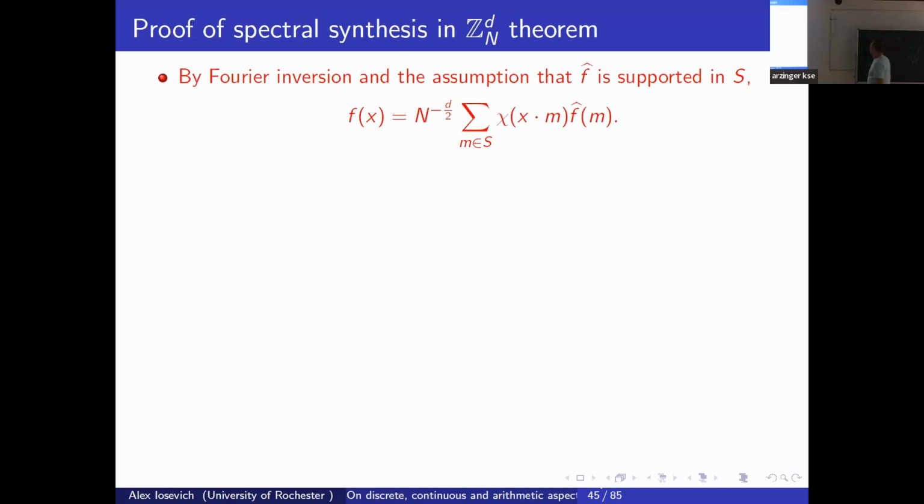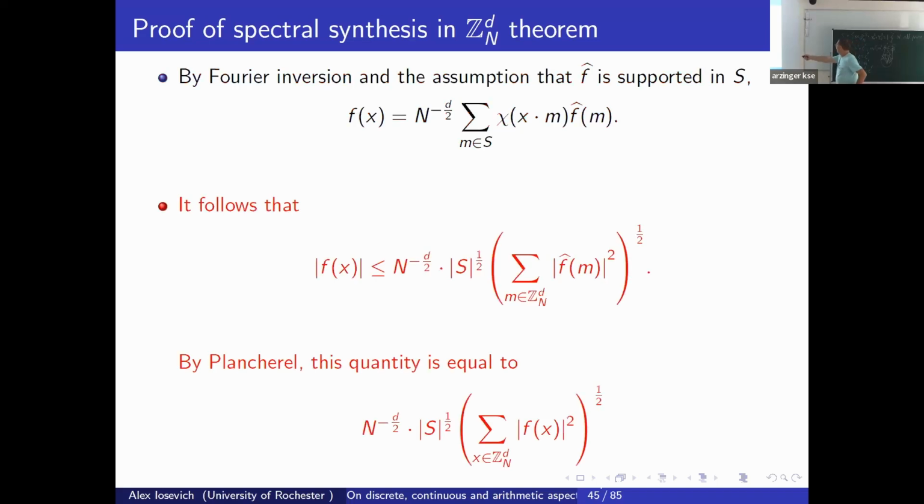So, okay, let's go. First of all, let's prove the spectral synthesis, this simple version of spectral synthesis, and let's apply it to signal recovery, okay? As we discussed, all proofs begin in this way. This is the first line of every proof. You're simply bounded by n to the minus d over 2, size of S to the 1/2, times the L2 norm of the Fourier transform. Okay, so far so good. Now we apply Poincaré, and so the L2 norm of the Fourier transform equals the L2 norm of the function with constant 1.